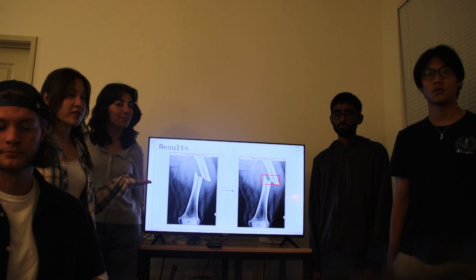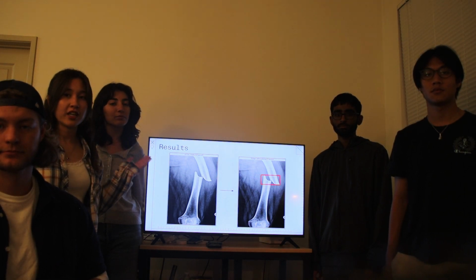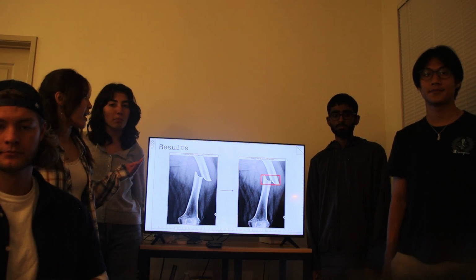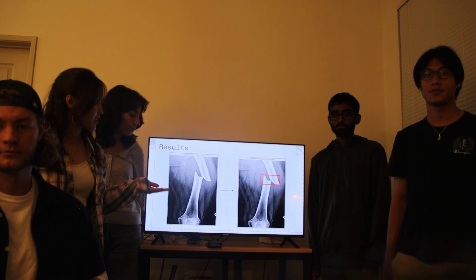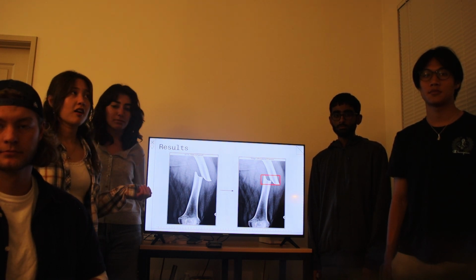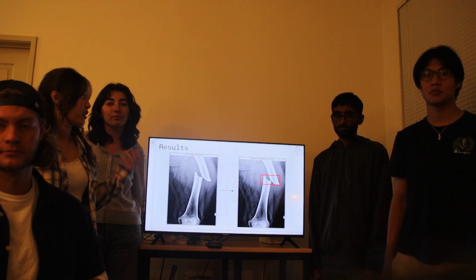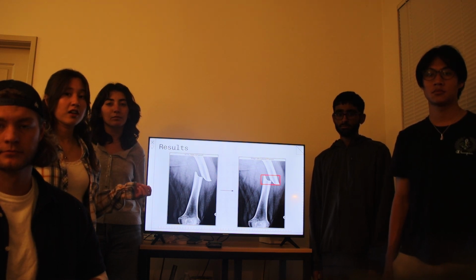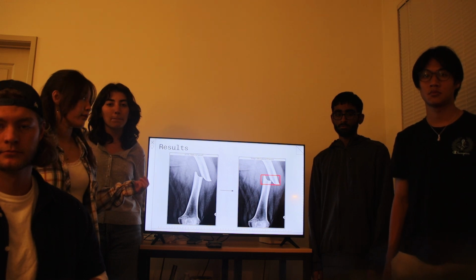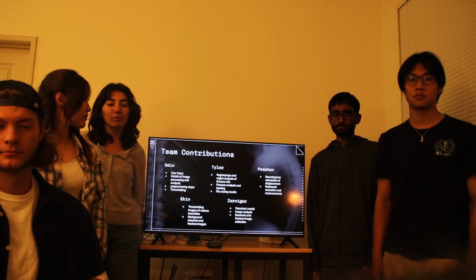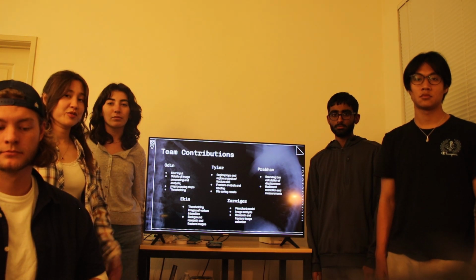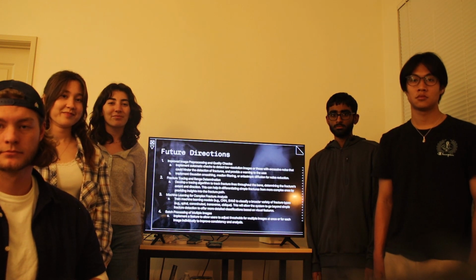So this was the raw initial image that we fed into our program, and the next image is the outputted result that the program produced. So as you can see, the fracture site is clearly labeled with a red bounding box. And this is our team contributions.